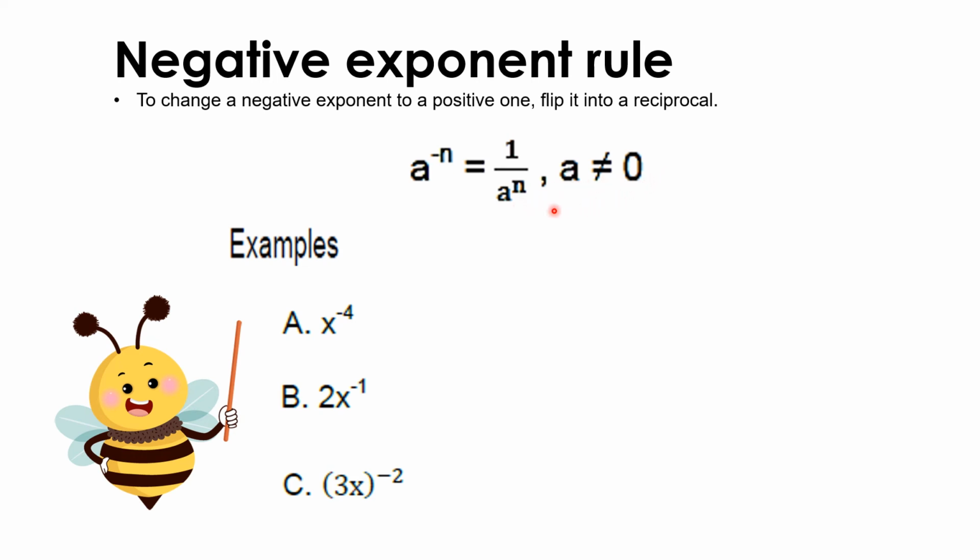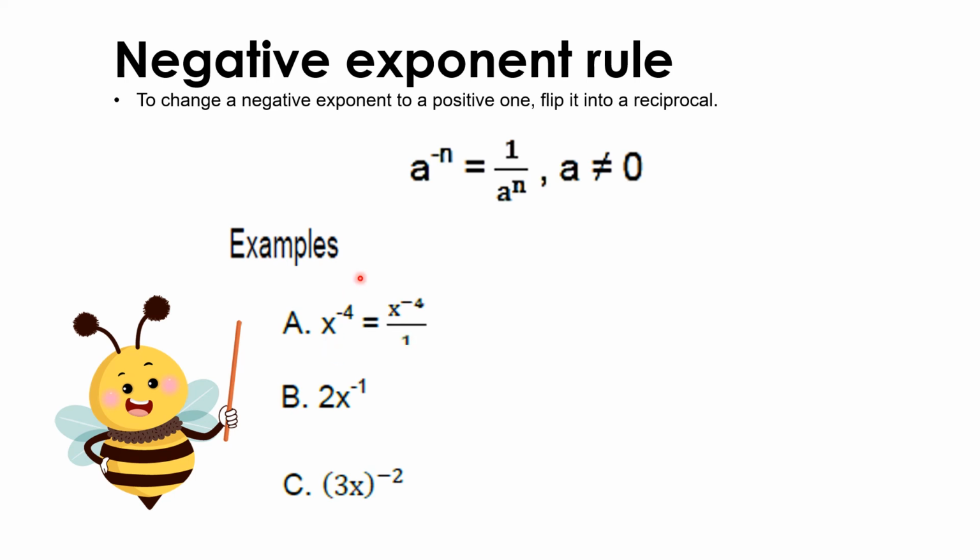Why? Because it will make the number undefined. Sabi ko nga, kapag 0 yung denominator, hindi siya pwede. Our answer will be undefined. So we have 3 examples here. First one is x raised to negative 4. To make it positive, just get the reciprocal of x raised to negative 4.